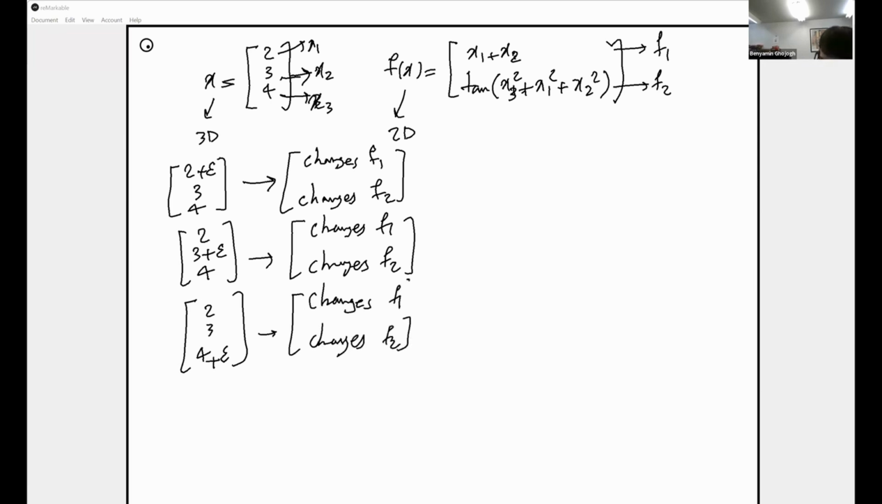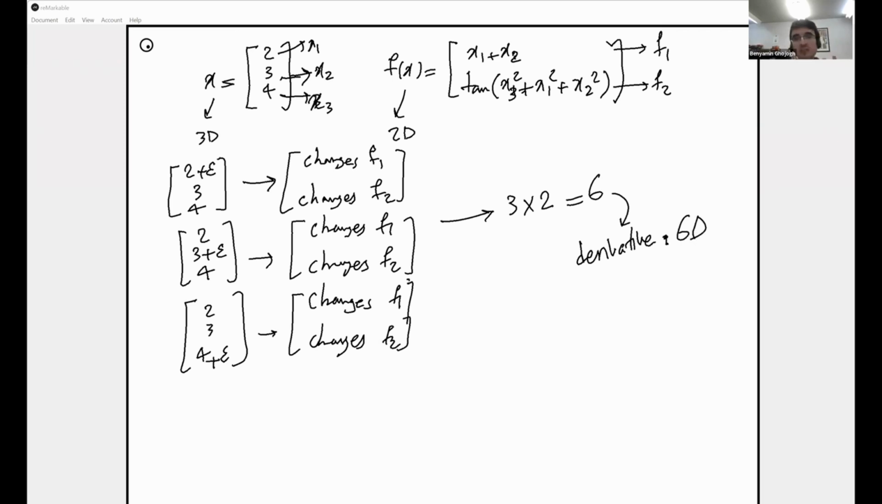How many cases could we analyze? So the change of every element of x will change or tweak every element of f. 1, 2, 3, 4, 5, 6. Six cases. In other words, 3 cases for input, change of input. 2 outputs we have, 6 cases. Therefore, the derivative will be 6-dimensional.